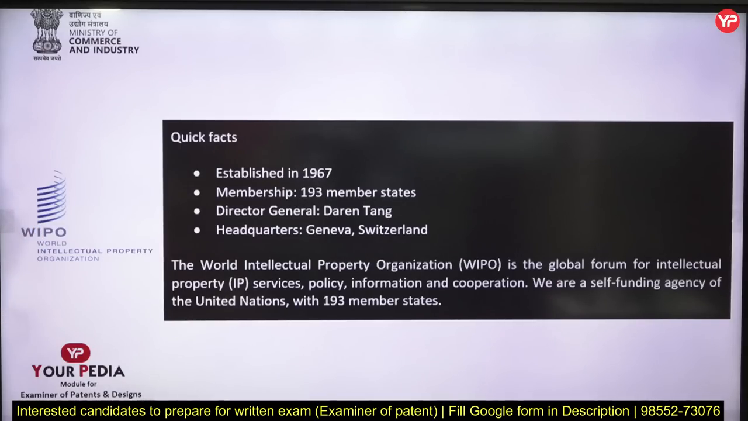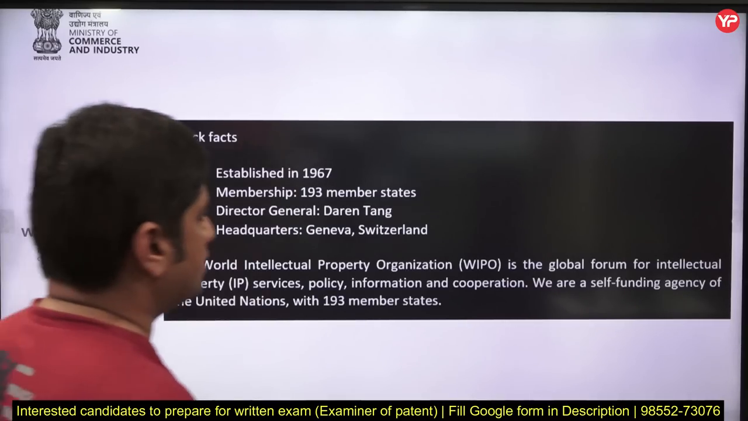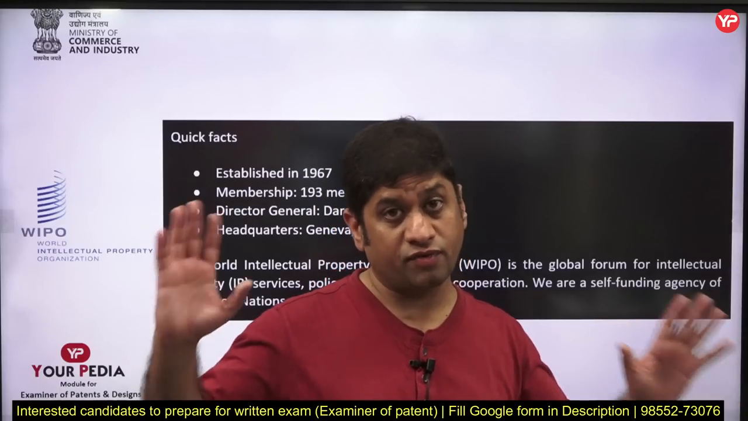What WIPO does, it is a global platform, a global forum for intellectual property services, policy making, information dissemination, cooperation, and coordination among various countries, and it is a self-funding agency of the United Nations. This is a very, very important thing, self-funding.